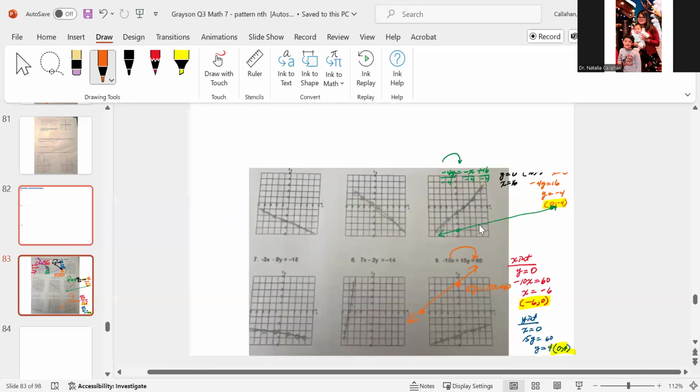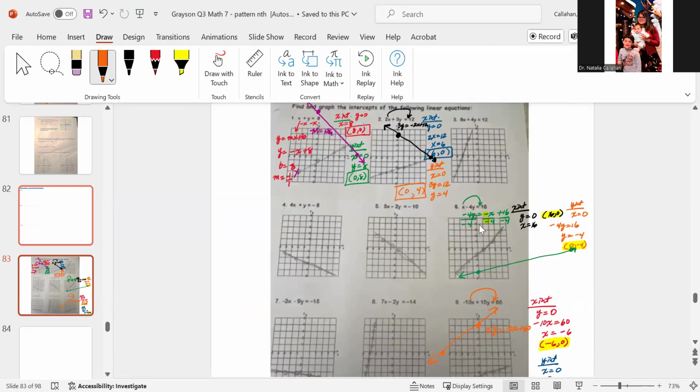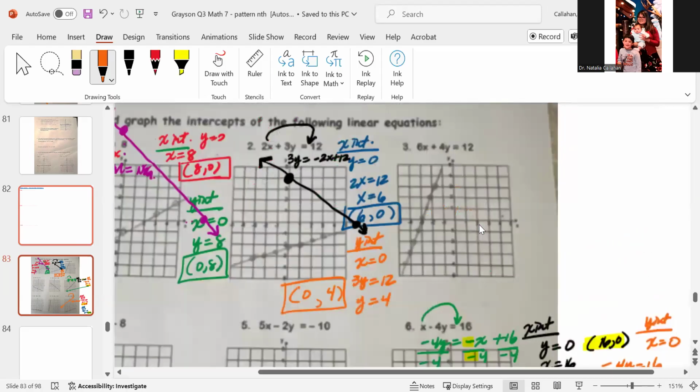Which one would I go over, buddy? Did you do all of them? Yeah. Okay, I need to see the long lines with the arrow, straight lines. So use a ruler, please. And if that's not right, you need to erase that. Okay? Okay, let's go over number 3.